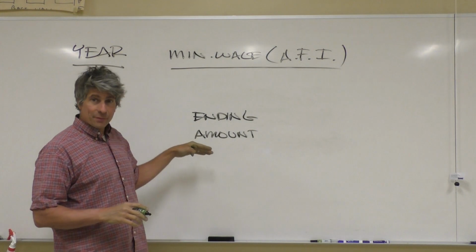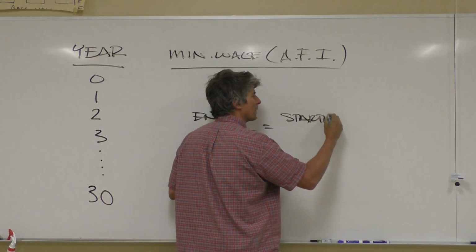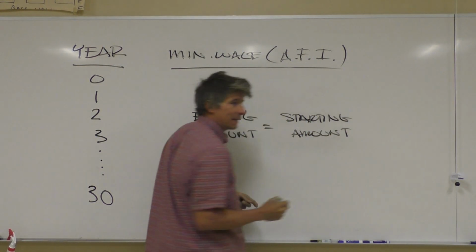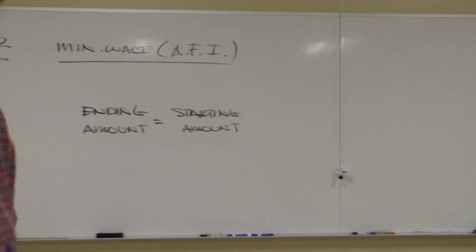The ending amount in a savings account was equal to the starting amount. I think we call that the principal, but you can call it starting amount right now. And here's the connection that I want you to see. I'm gonna slide the camera over a little so we can see it better. There we go.